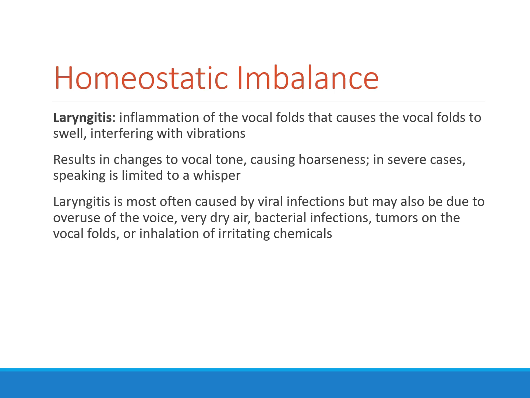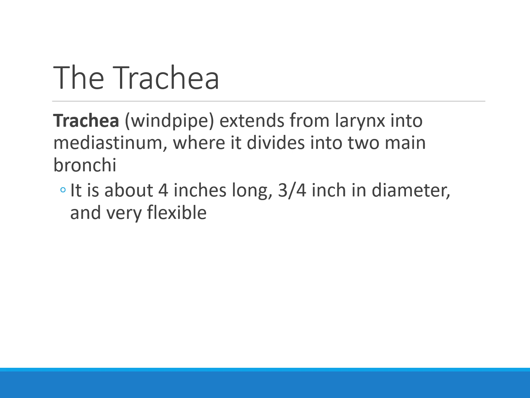And you can sometimes get laryngitis from inhalation of irritating chemicals or pollen or things like that as well. The trachea. The trachea is also known as the windpipe, and it goes from the larynx into the mediastinum, which is the space between your lungs, and it divides at that point into the two main bronchi.